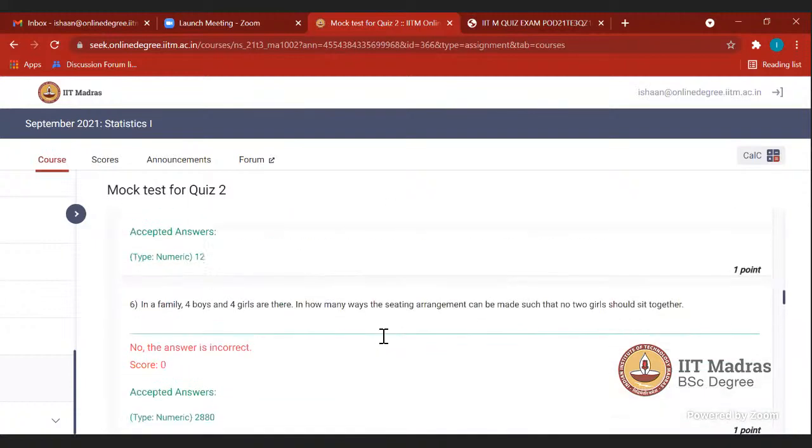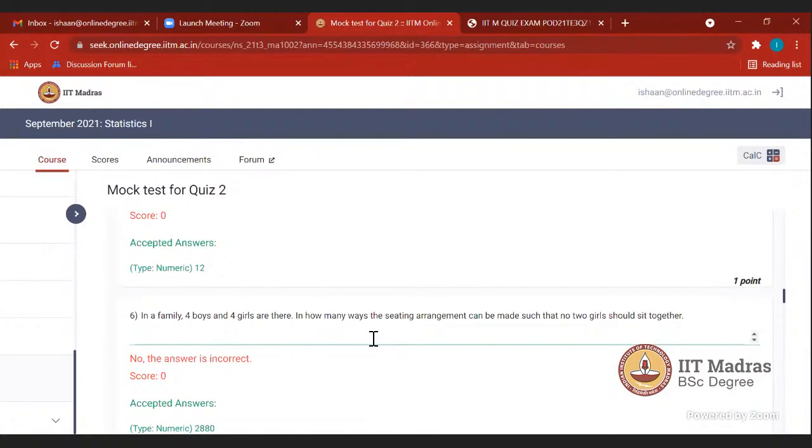Question number 6, there were only 4 boys. Two girls should not sit together. Yeah, that's also a tricky question.